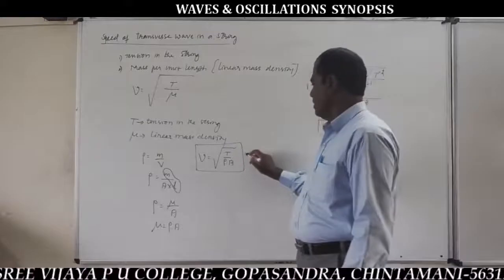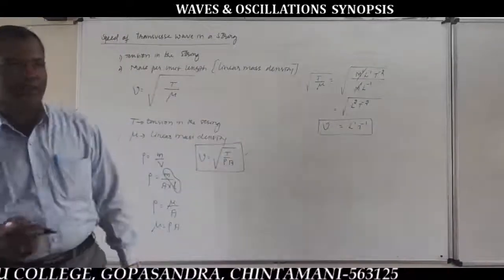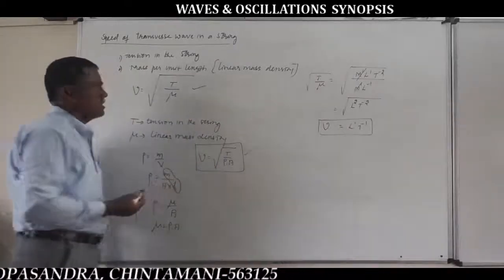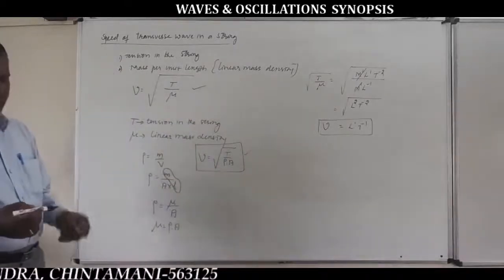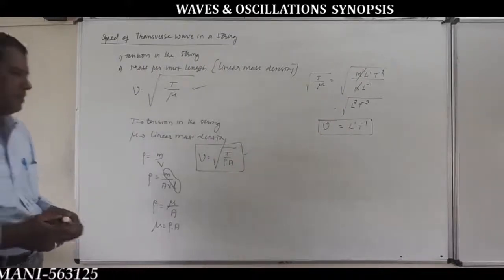So this is the expression for speed of transverse wave in terms of tension and density of material of the string. This is in terms of tension in the string and mass per unit length. That is the speed of transverse wave in a string.